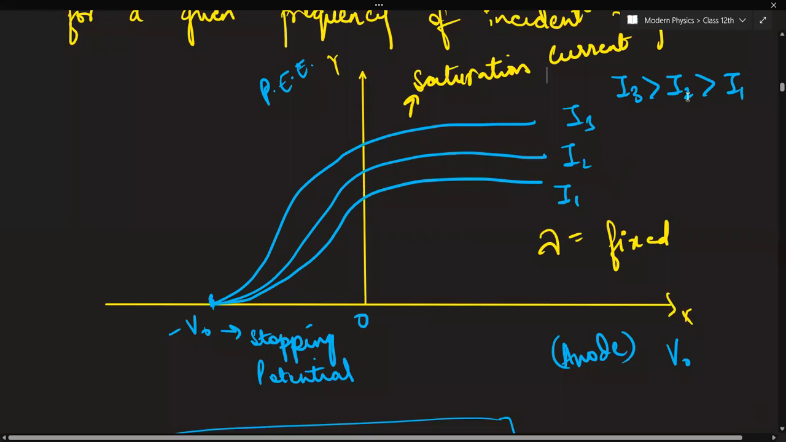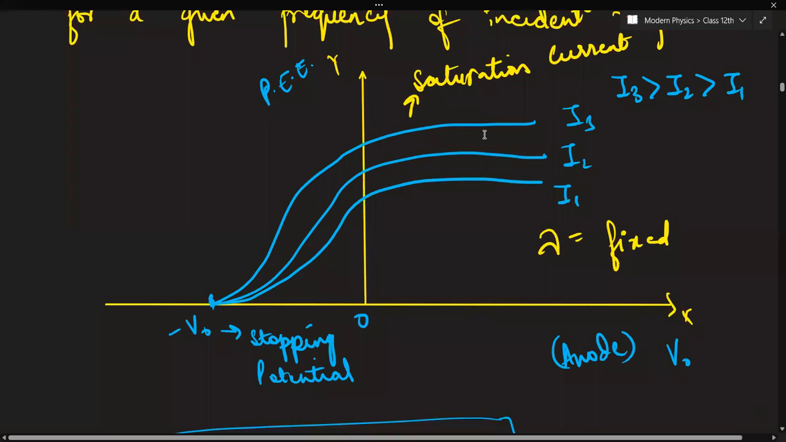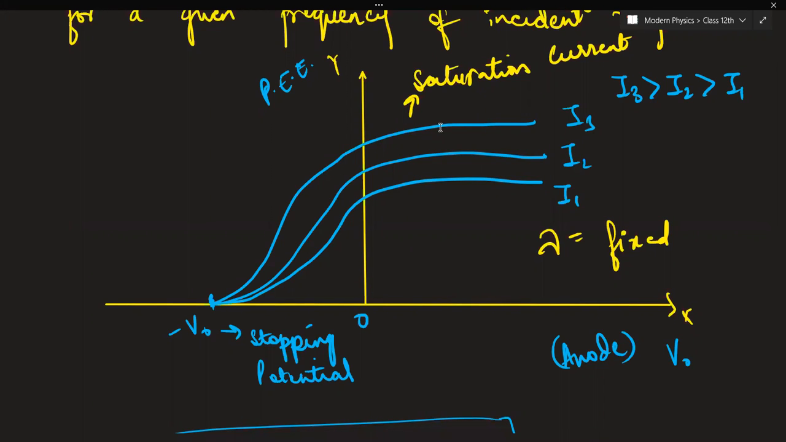right? So you have to understand that the greatest intensity is the one having the maximum value of photoelectric current, because obviously intensity and photoelectric current are directly proportional to each other. So if the photoelectric current is maximum here, the intensity will automatically be greater. So this is how the graph looks.